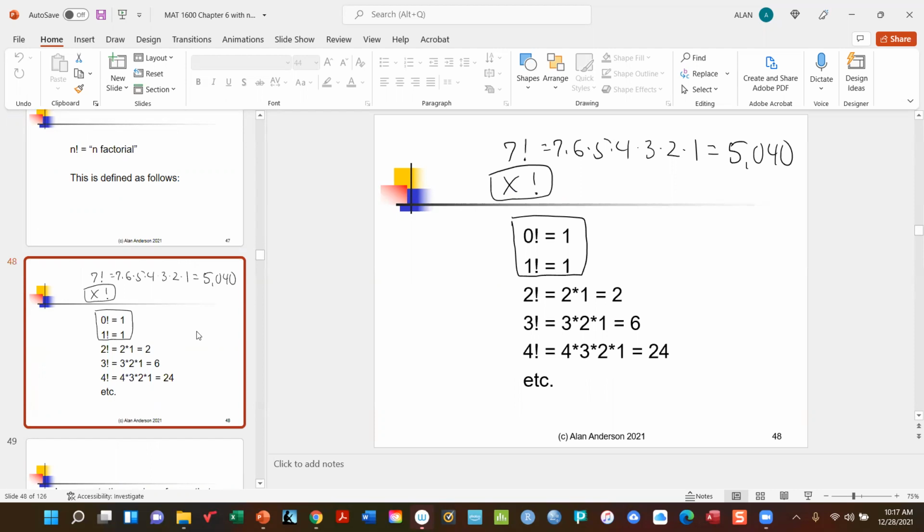4 factorial is 4 times 3 times 2 times 1, or 24. And then it just keeps going on and on and on forever. So at the top, I showed another example. 7 factorial is 7 times 6 times 5 times 4 times 3 times 2 times 1, or 5,040. And I also pointed out that virtually every calculator out there does have a factorial operator button on it somewhere.